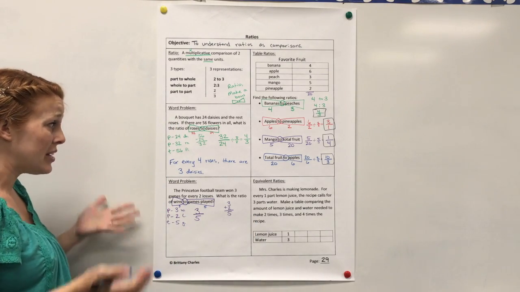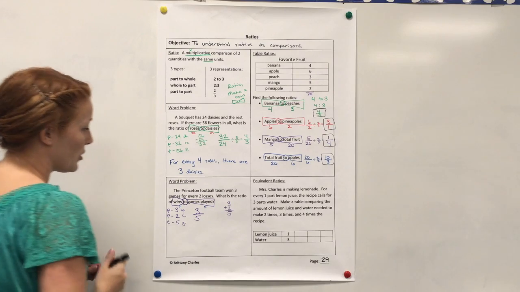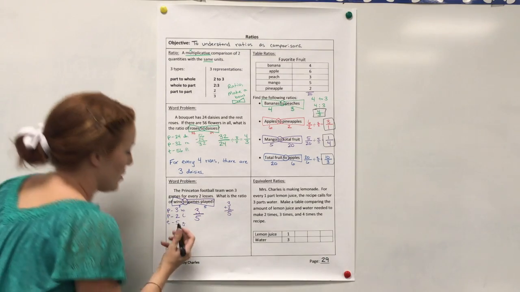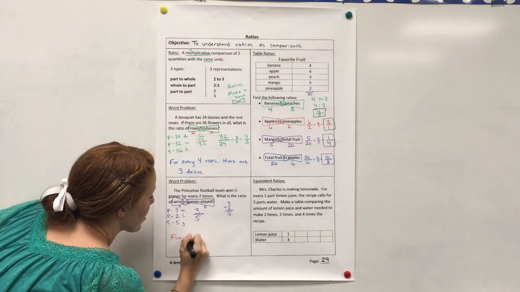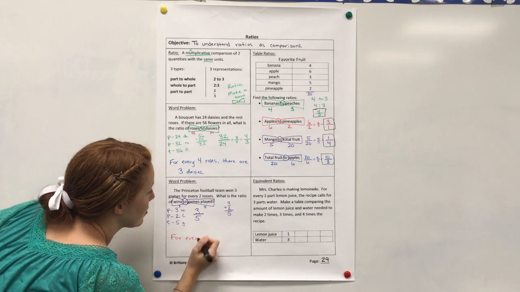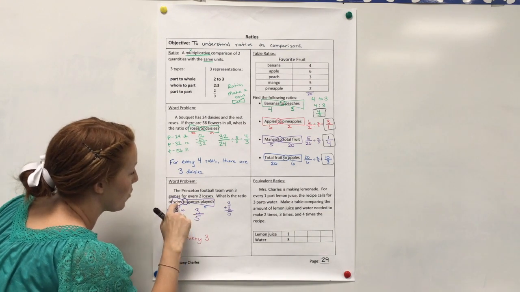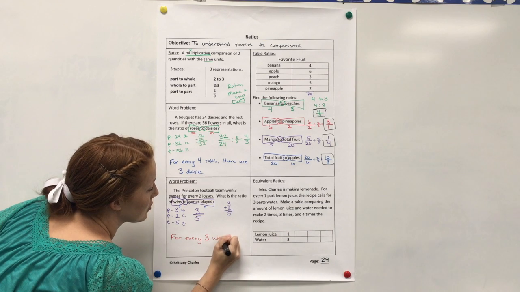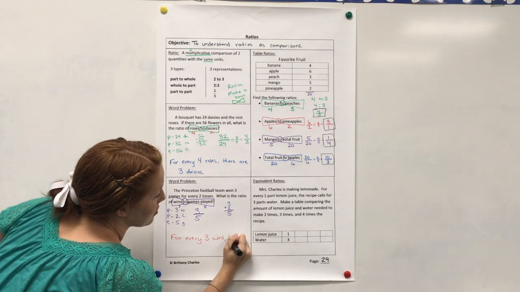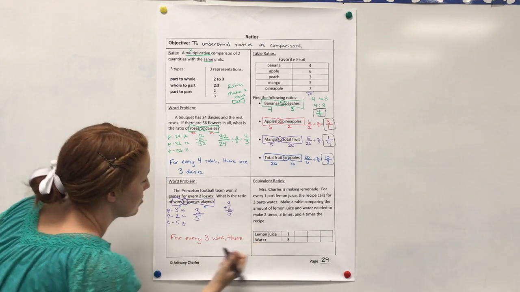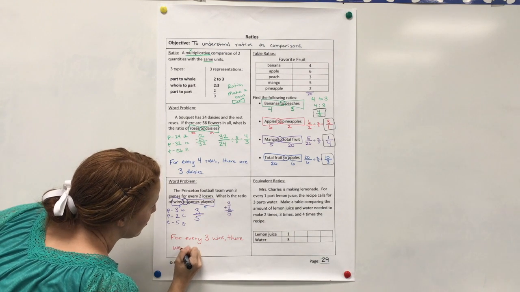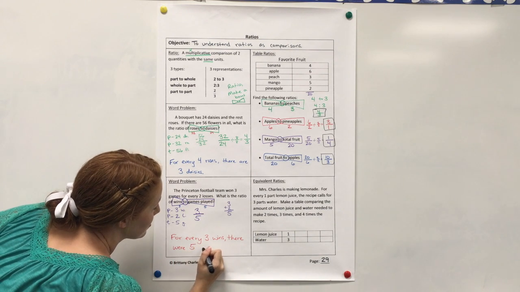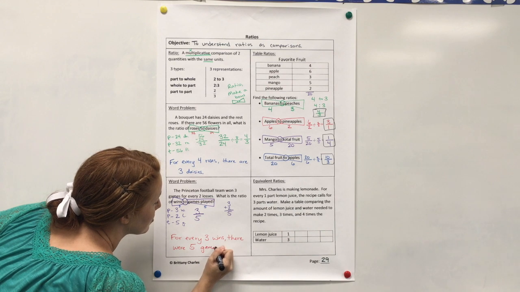Okay, now I just need to put my sentence. So how could we say this? For every 3 wins, there were 5 games played.